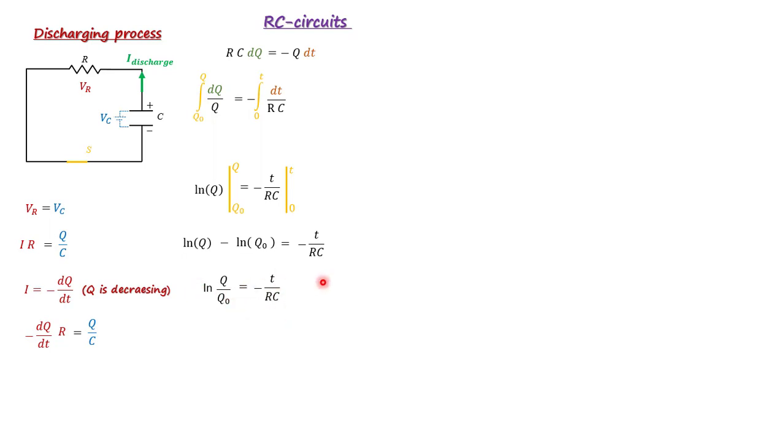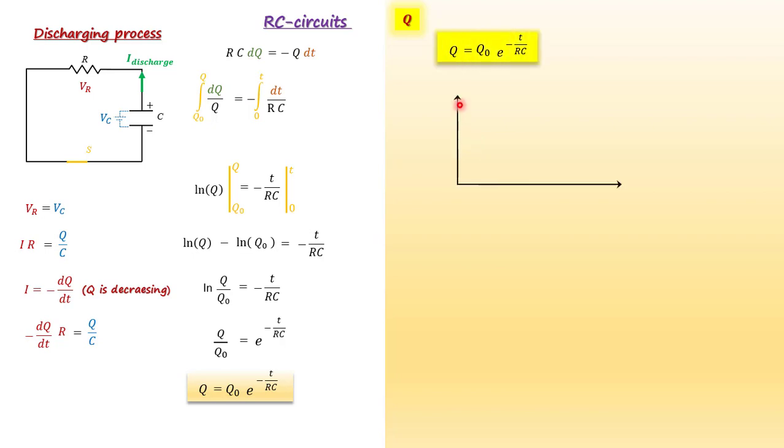I'm going to take the exponential of both sides. Then we're left with Q over Q0 on the left side and e to the minus t over RC on the right side. So from here, Q is Q0 times e to the minus t over RC. So this is the charge as a function of time for a discharging process. Let's analyze Q. So this time our main equation is Q0 e to the minus t over RC. We're going to see what's going to happen to Q as a function of time.